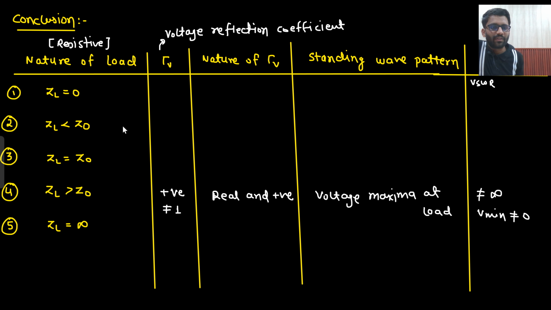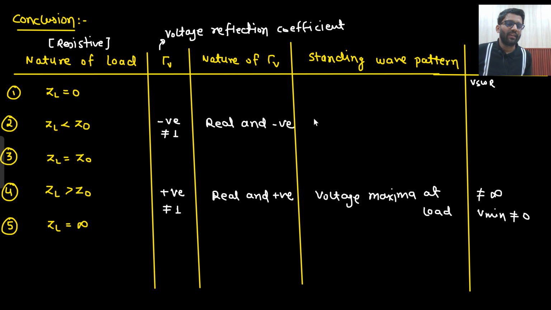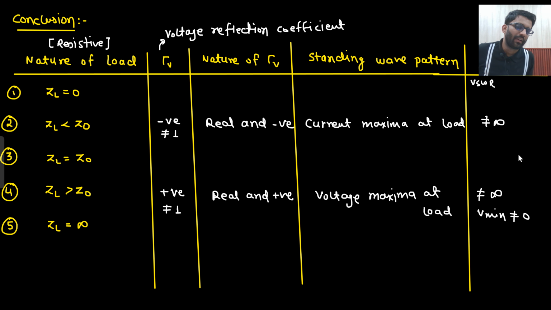ZL is less than Z naught. So if ZL is less than Z naught, then certainly gamma V will be negative and certainly it will not be equal to 1. What will be the nature? Nature will be real and negative. And if it is negative, that means certainly voltage minima will occur at the load, or you can say current maxima at the load. What about VSWR? VSWR will not be equal to infinity, and if it is not equal to infinity, that means certainly your V minimum is not equal to 0.